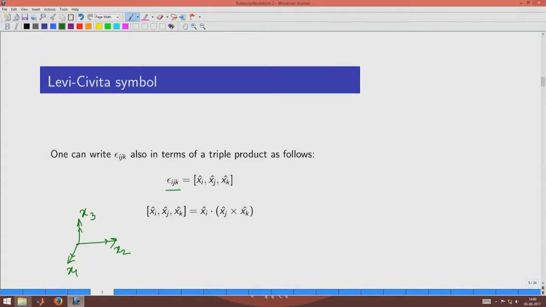And as we can see here, if there was a repetition of the index, it means that the dot product will give you 0 and therefore epsilon will take a value of 0. If they are cyclic, then we are using the right handed system, so you get +1, and if they are not cyclic, we are using a left handed system, which will give you a -1 for the value. So, you could think that the Levi-Civita symbol is nothing but the volume of the unit cell, with the 3 indices denoting the 3 unit vectors that are forming the cube.